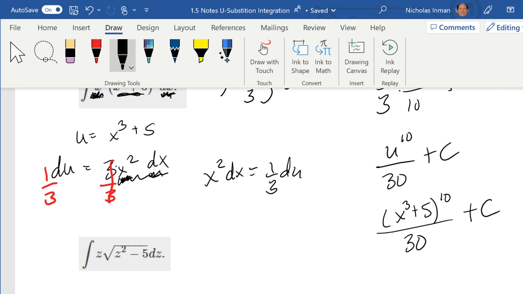Some more examples. We've got z times the square root of z squared minus 5 dz. All right, usually the stuff that's inside is going to be your u. Okay, the most inside stuff, usually 9 times out of 10, that's going to be your u. So derive z squared minus 5. We got 2z dz. That's great. On the outside here, I have z dz, so I just don't want the 2. I can move that 2 over.